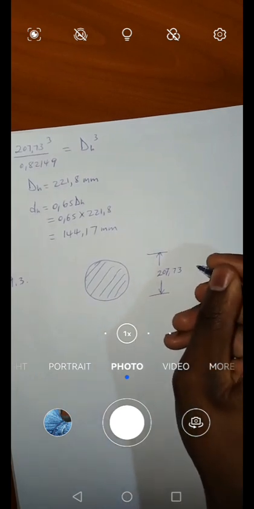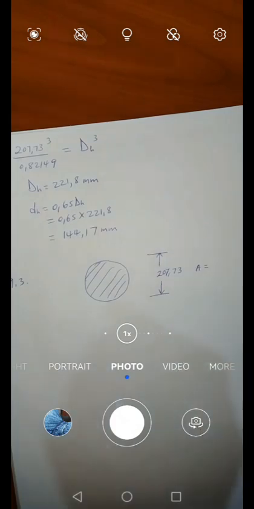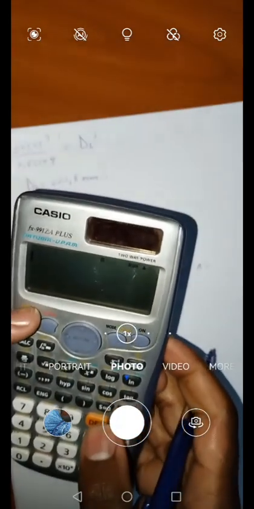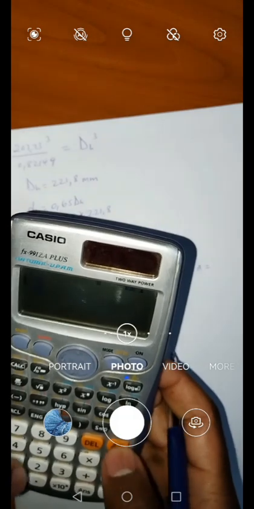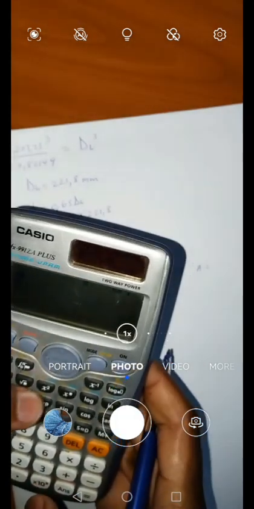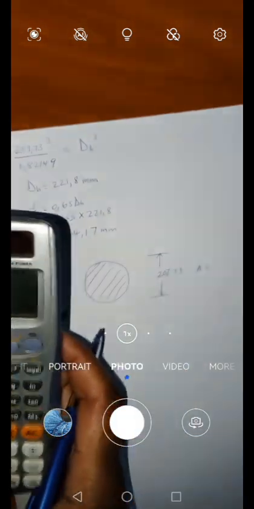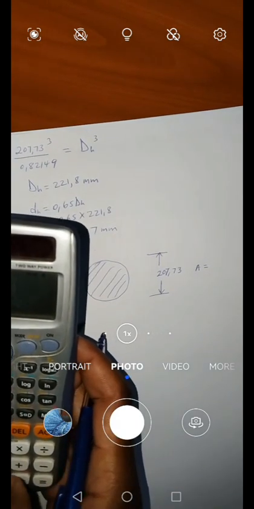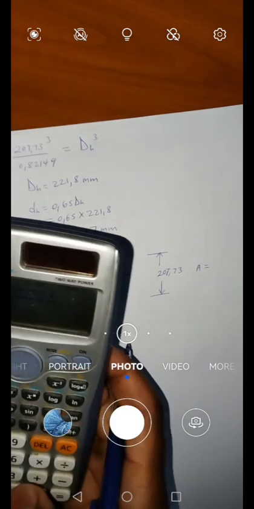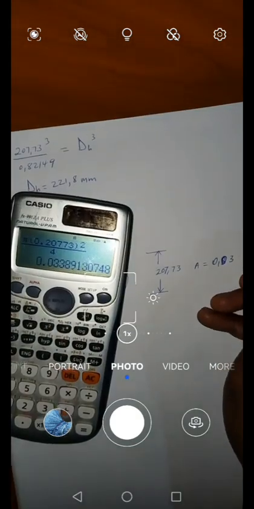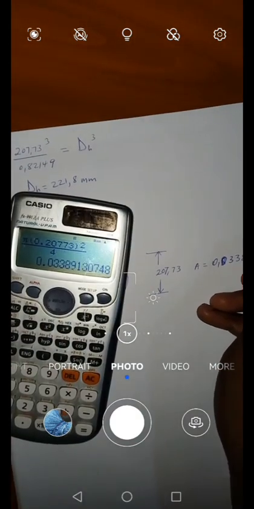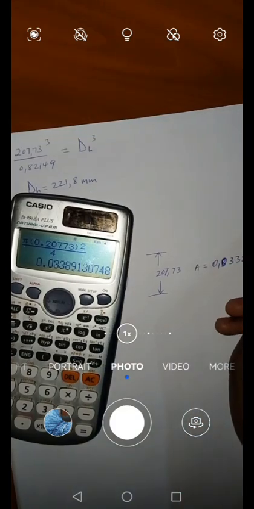Maybe at the same time, let me calculate the area here. How much will be the area of this? So you'll have pi d squared over 4, with d 0.20773 squared, which gives 0.3389 meter cubed, this one.